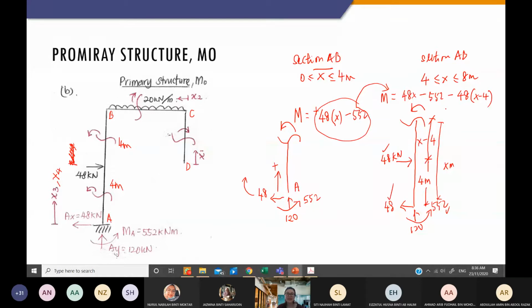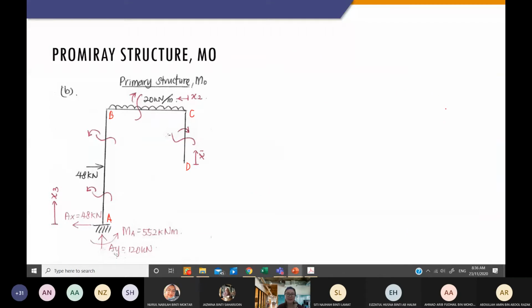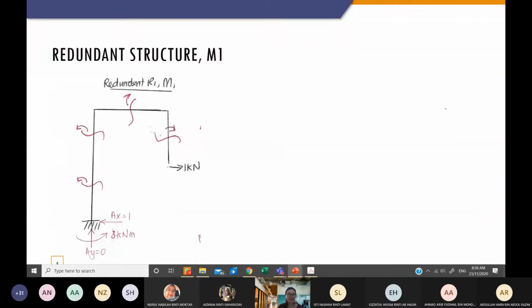Okay, but you will see that M1, M2 will be much easier because it is not dealing with many loadings. It will be due to only one unit force. For example, this is R1 is dx. So you apply this 1 kilonewton here. And of course, you need to determine your support reaction because your cut section for AB is still based on here.